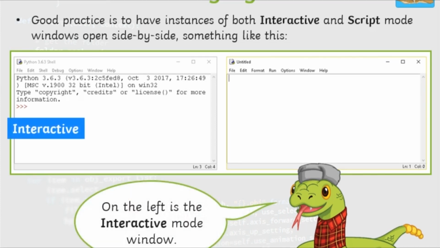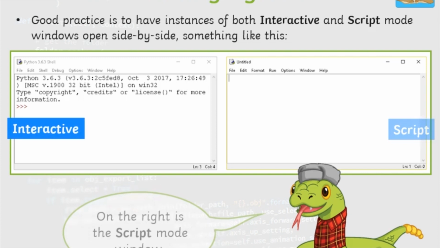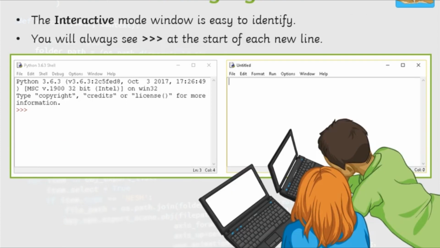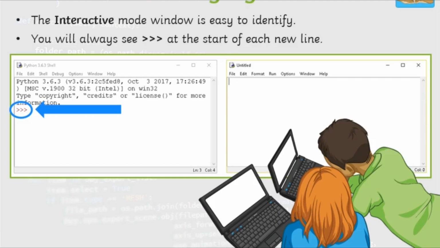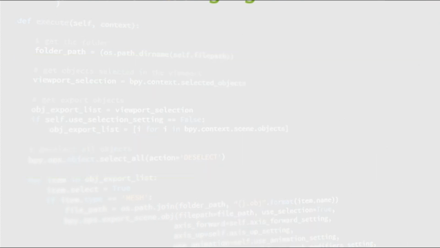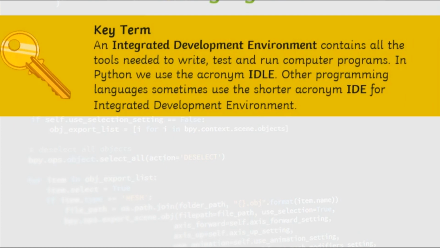What is the difference between the interactive mode of running Python and the script mode? The interactive mode will allow you to write Python and run it at the same time, but the script mode will wait for you to finish writing all your programs so that you can run everything all at once. An integrated development environment contains all the tools needed to test, write, and run a computer program, as I mentioned before.